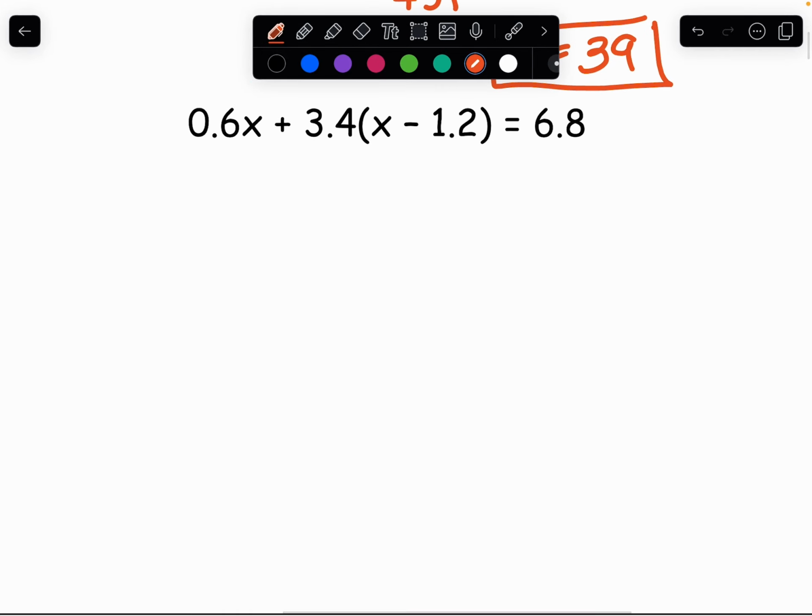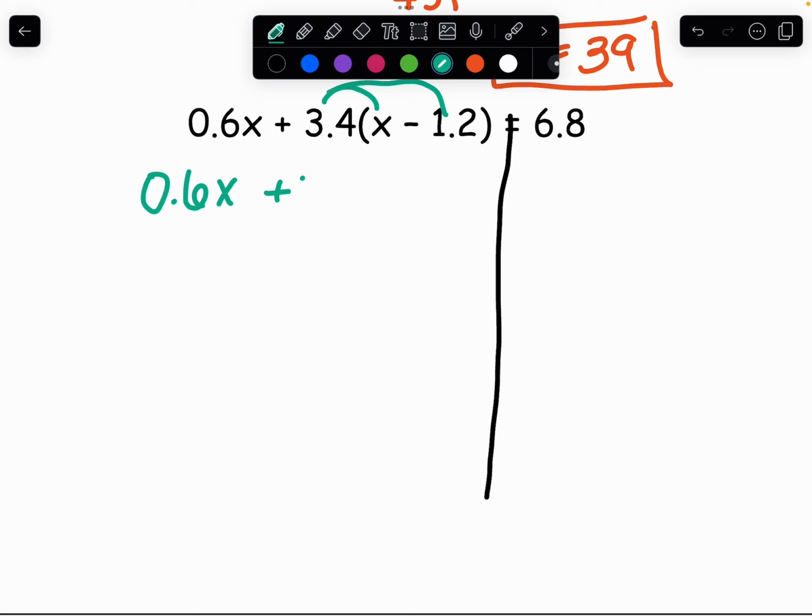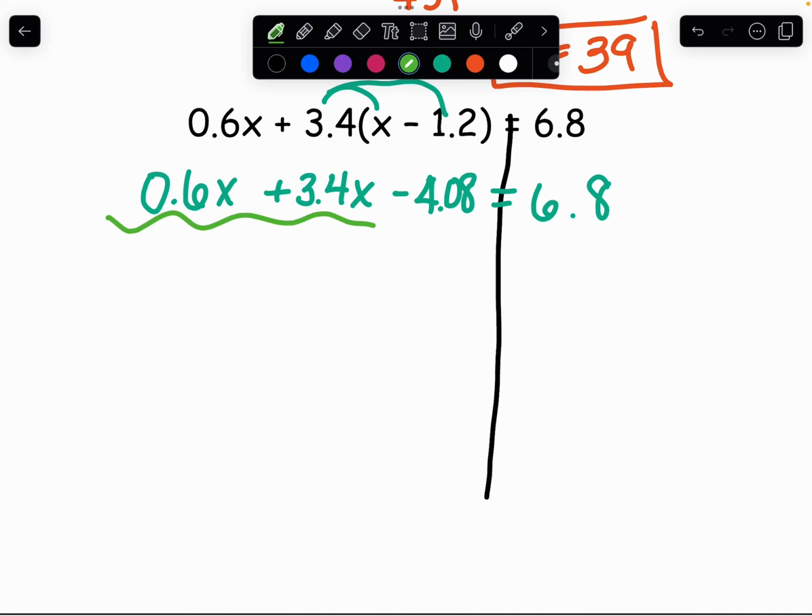And our last problem that we're going to look at is decimals. So decimals work the same way as normal numbers. We just are going to have decimals. So I get 0.6x plus 3.4x minus, you're lucky because I'm going to give you the answer, negative 4.08. Combining like terms will give us 4x minus 4.08. Again, we want to make sure we are showing all of those steps.